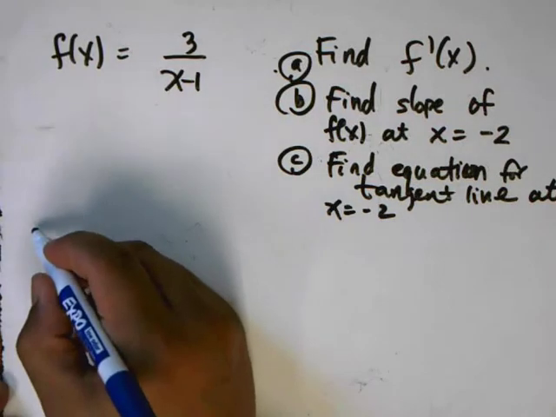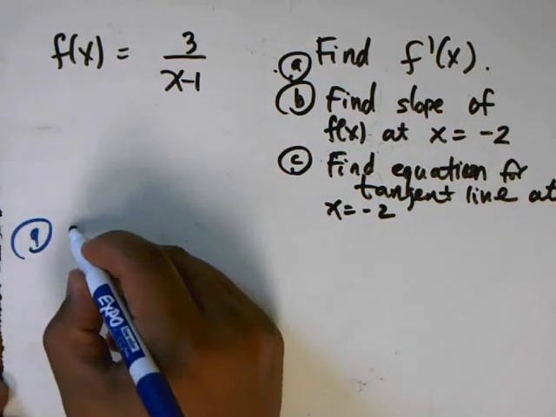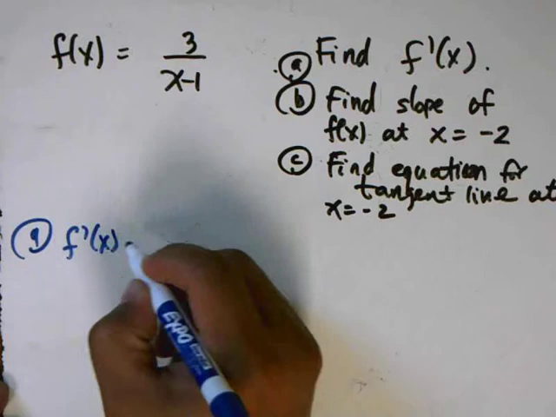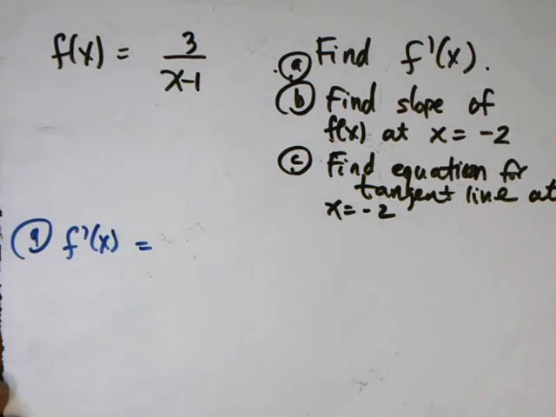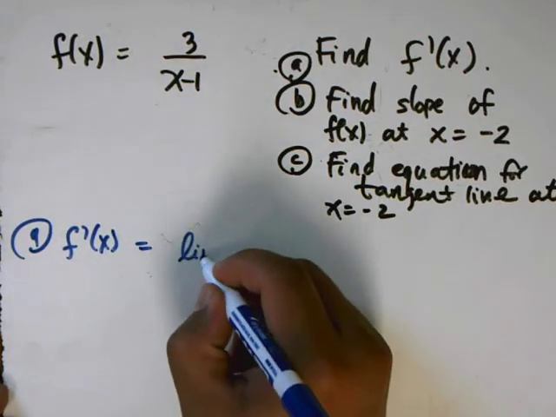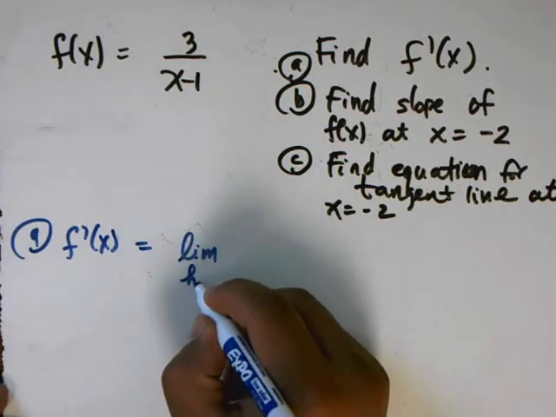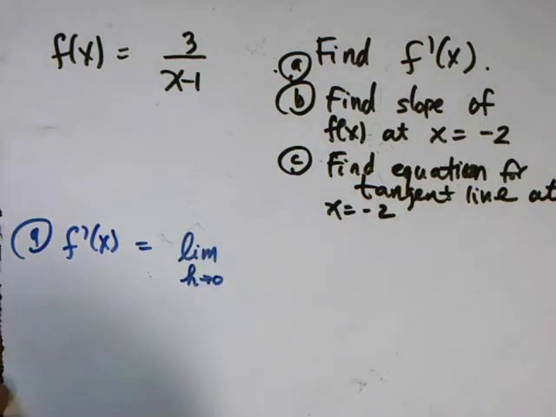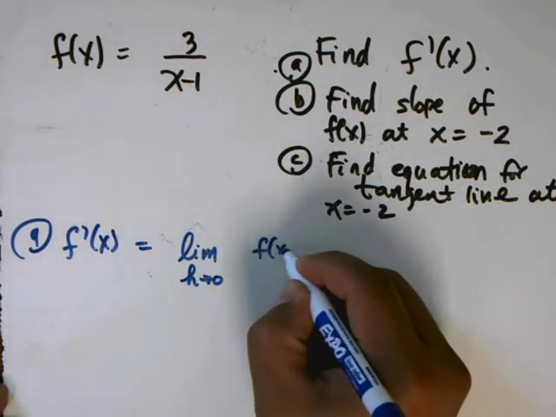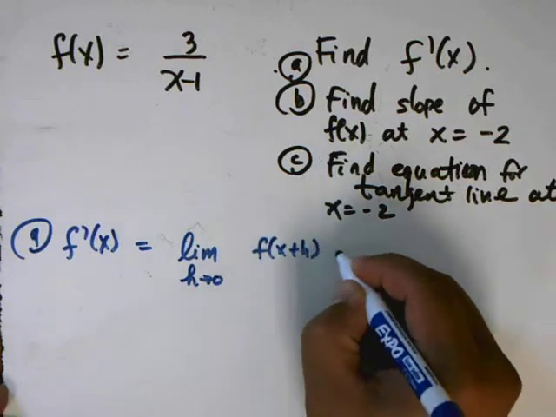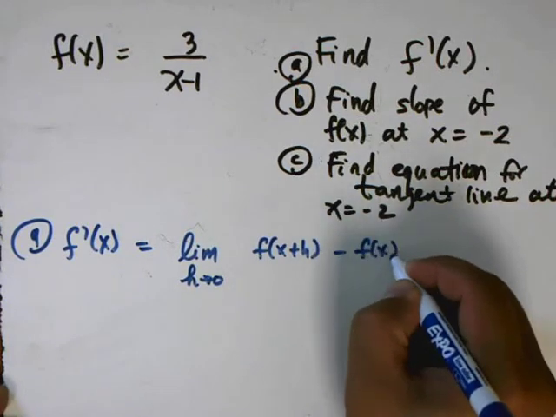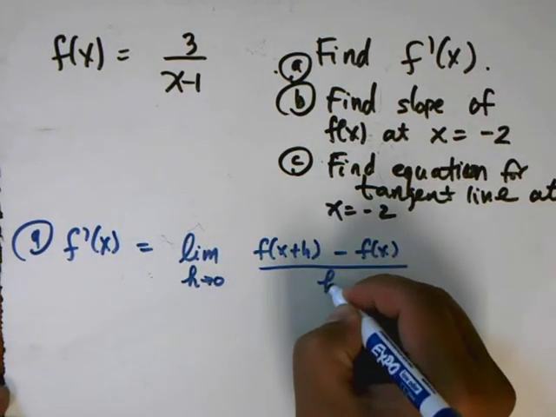So I'm going to start with part A here. I'm going to say that f prime of x is equal to the limit, and this is just the definition of the derivative, as h approaches 0, of f of x plus h minus f of x, all of it divided by h.